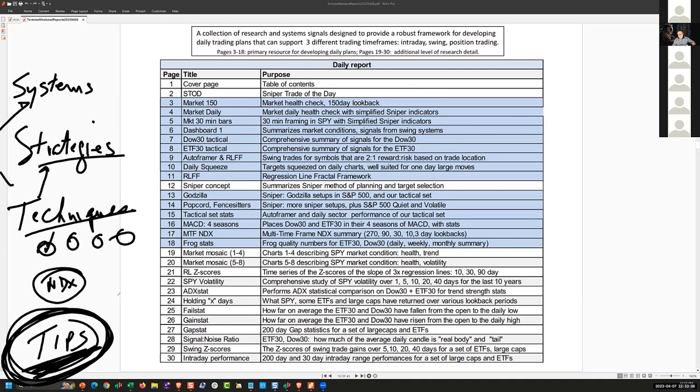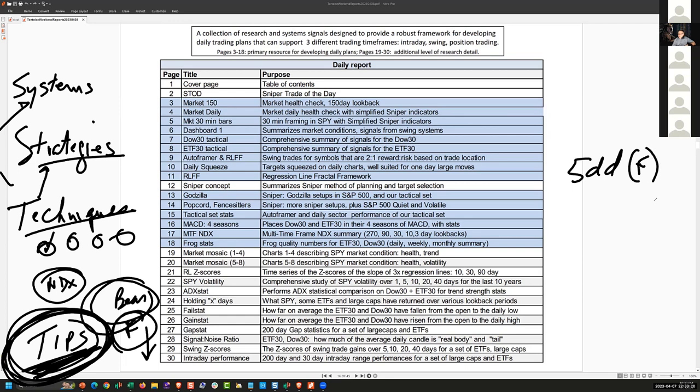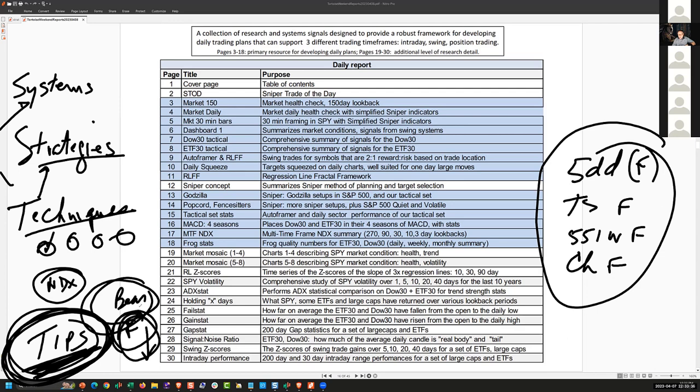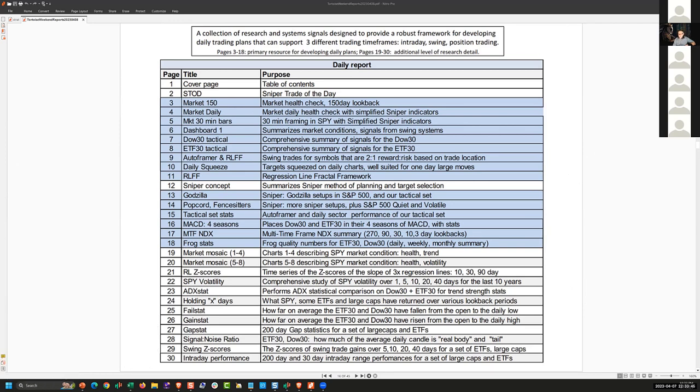Like in a bear market, every failure pattern of a swing is an instant short. So in bear markets, you can take a 5DD swing trade, and you can also, when it fails, you can take a 5DDF and a triple screen F and a 551WF and a channeling F. Failure patterns in bear markets dominate. Collapsing dragon. So that's just a tip.